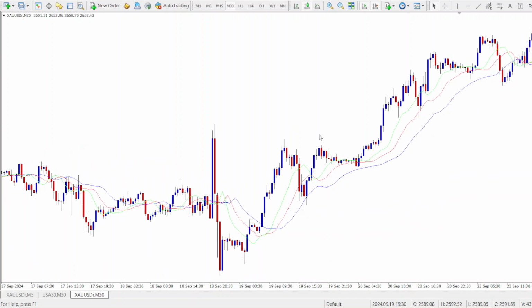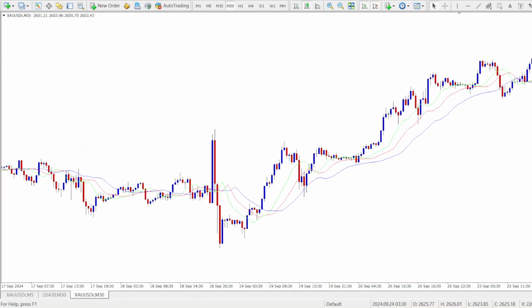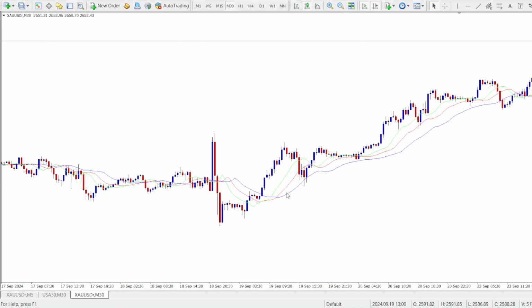Now, how do we identify buy signals? How do we know when to buy and when to sell? When you see the lips, being the green line, cross above the teeth and the jaw, it's a buy signal.